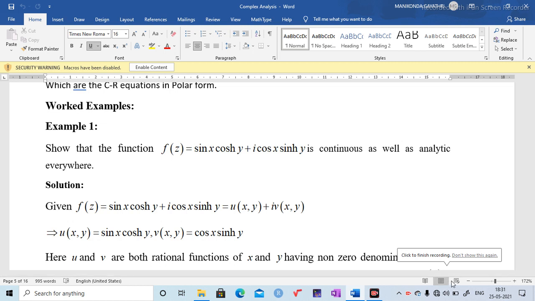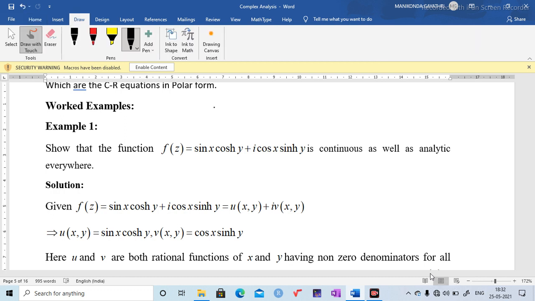Good morning to everyone. Next continuation, worked out examples. Example 1. Show that the function f of z equal to sin x cos hy plus i cos x sin hy is continuous as well as analytic everywhere.